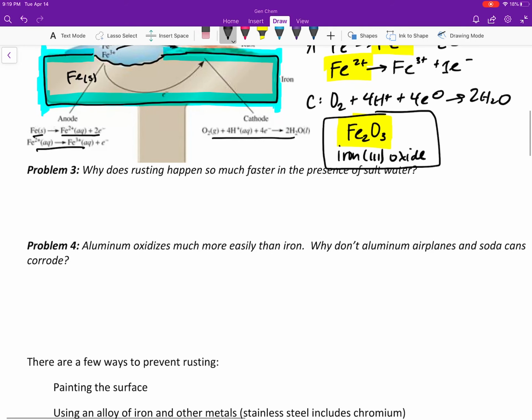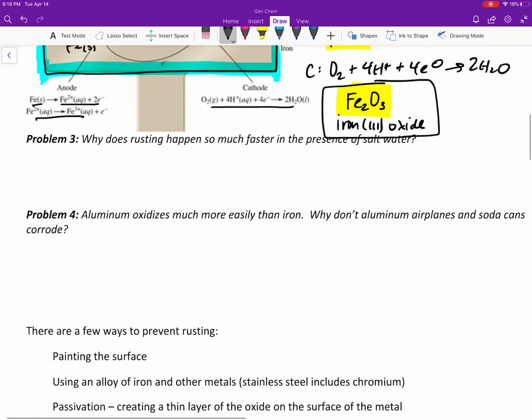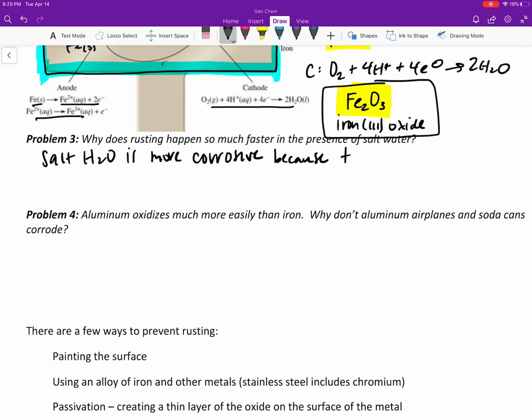Okay? All right, so the next question says, why does rusting happen so much faster in the presence of salt water? And the reason why is because salt water has more ions. I don't know why I have hydrogen stuck in my head. Because it's more conductive.